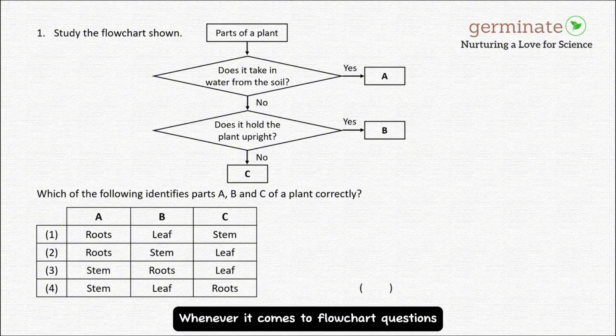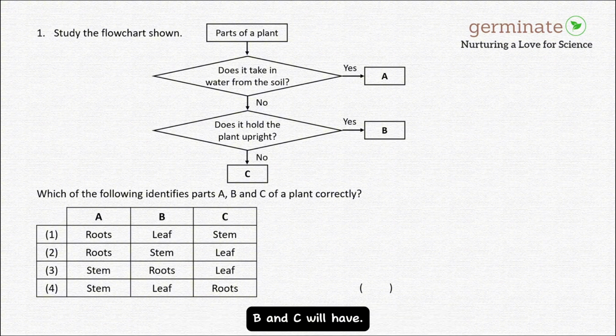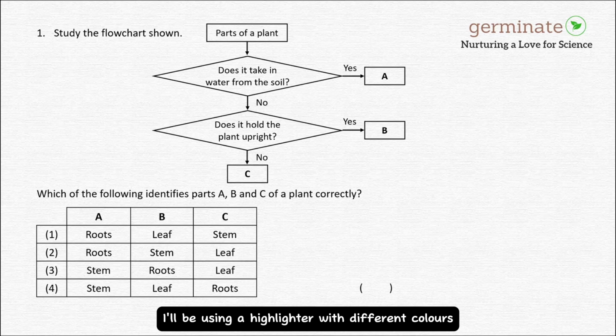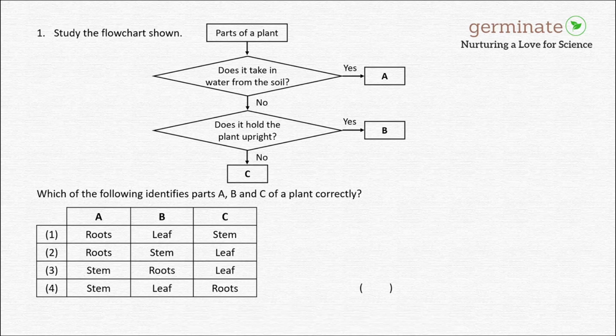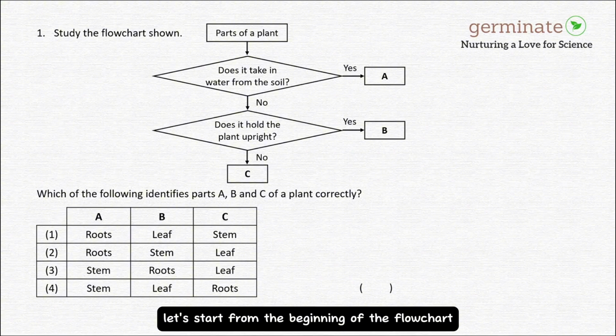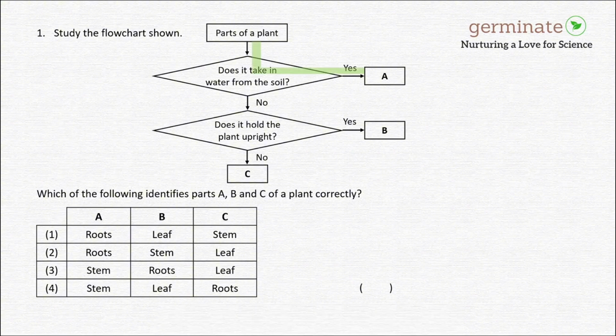Whenever it comes to flowchart questions, it is always good to prepare a pencil and trace the flowchart so that we can identify what characteristics A, B, and C will have. In this case, I'll be using a highlighter with different colors, so it is easier for you to follow through. Let's start from the beginning of the flowchart and highlight towards A.